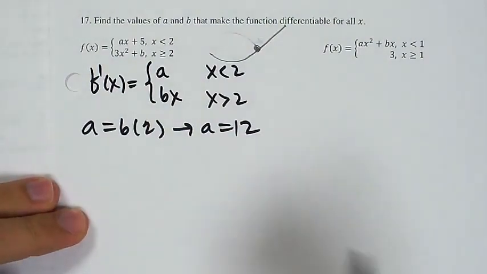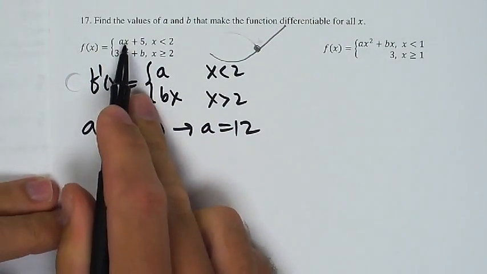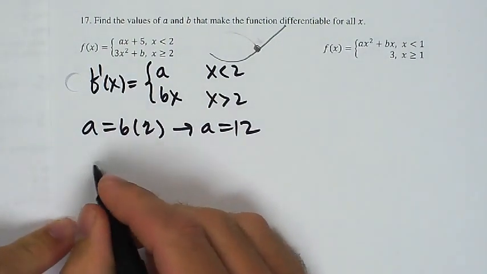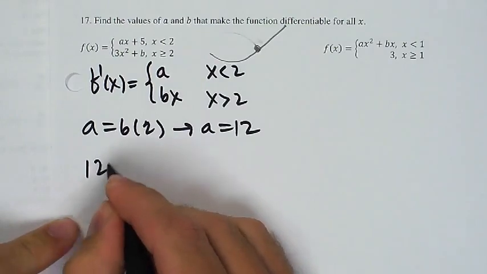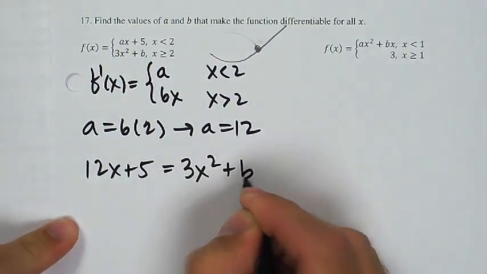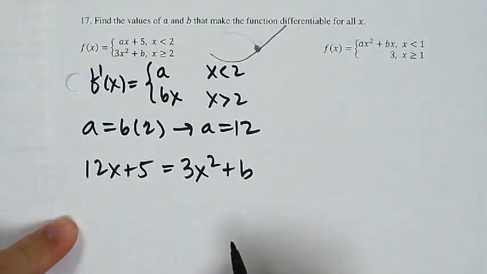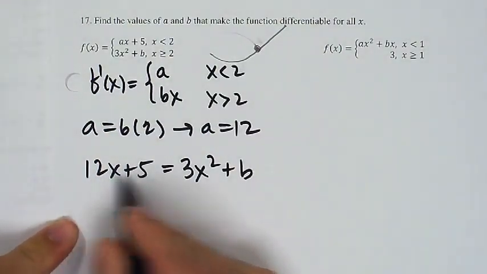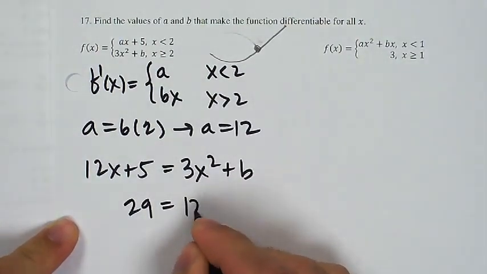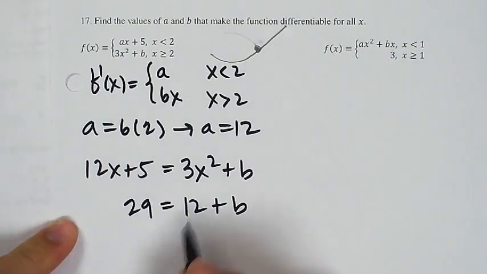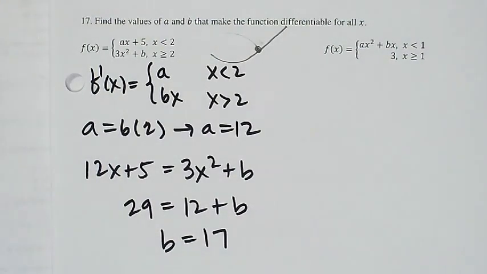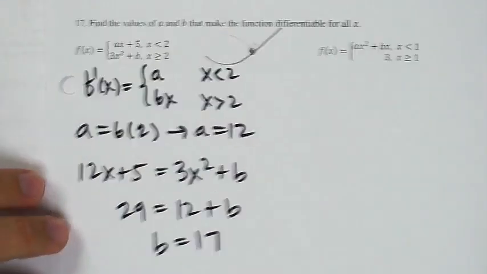Okay. Now I need the two pieces of graph to equal each other. I need them to meet at the same y-coordinate. So I'm going to set them equal to each other. So a is 12, so 12x plus 5 has to equal 3x squared plus b, also at x equals 2. And so that would be 24, and 5 is 29, equals 3 times 4 is 12, plus b, leading me to think that b is going to be 17. Okay. One more of these.